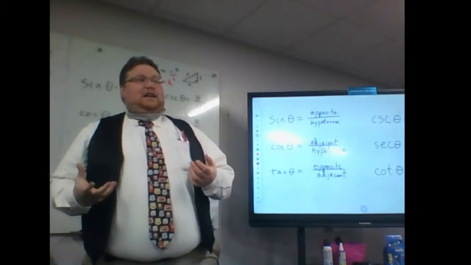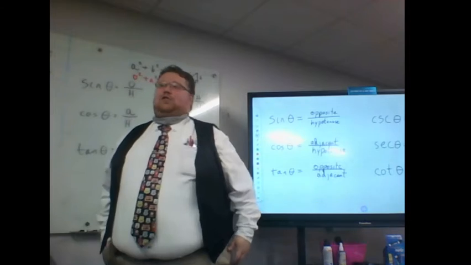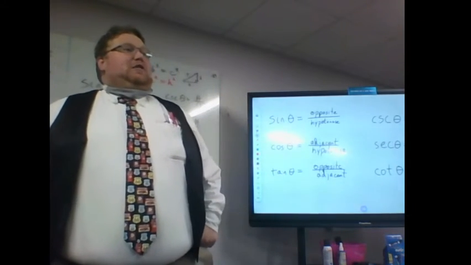Once you have dictated where theta is, we can dictate which sides are opposite and adjacent. The hypotenuse is fixed, so that's never a question. And with that, we can determine the trigonometric ratios.